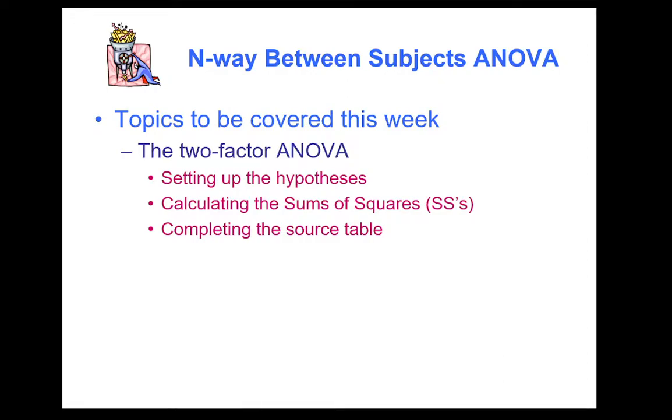Okay, so we're going to look at the two-way analysis of variance, or two-factor ANOVA. We'll set up the hypotheses. We'll walk through the calculations of the sums of squares for the source table for the two-way ANOVA. And then we'll complete the source table. That will be for this week, and then next week we will go through what we do after we have rejected the null hypothesis for the inferential test that we do for our two-way ANOVA.